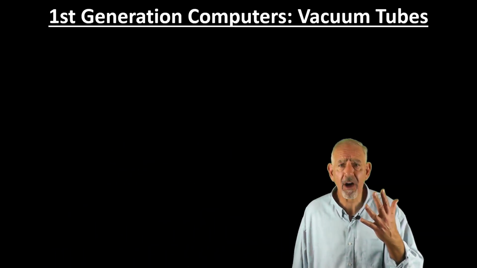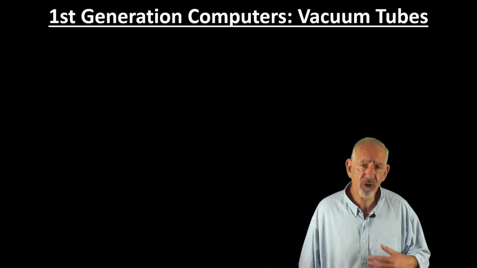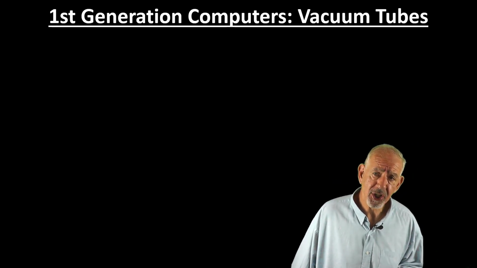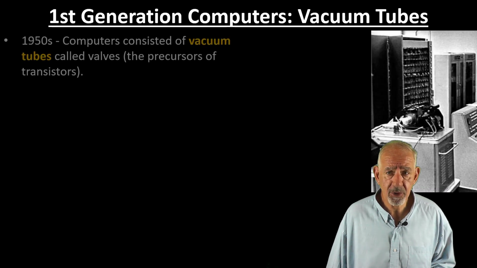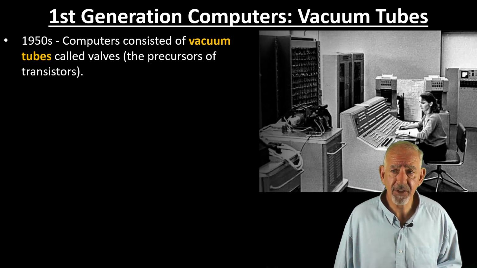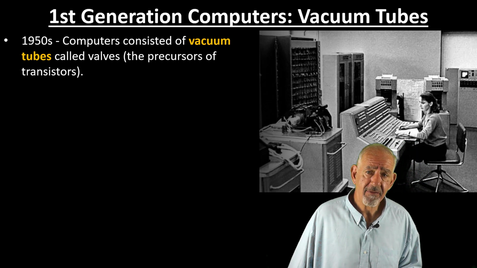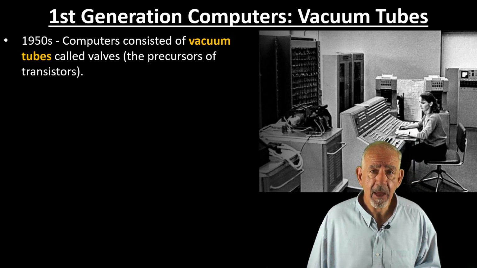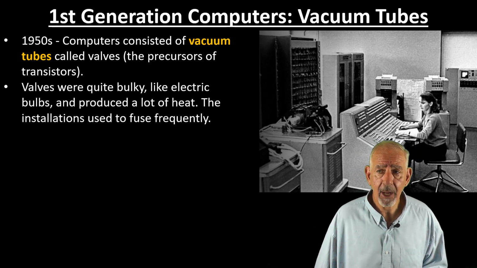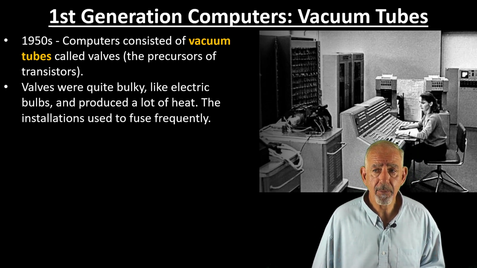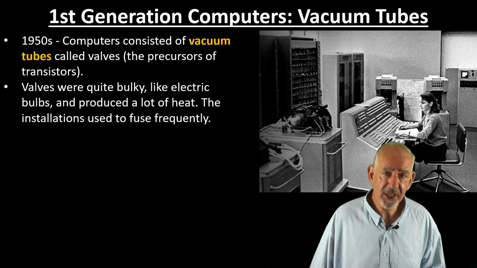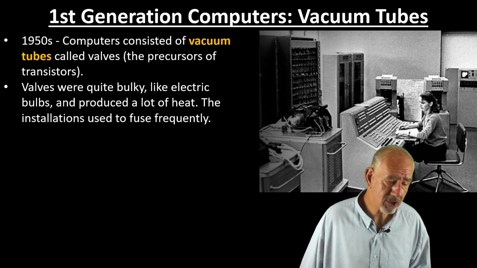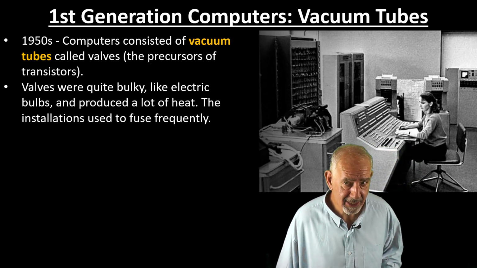So if we say there are 5 generations of computers, let's go through all the different generations and why they're so different. So our first generation of computers, obviously vacuum tubes, and these were based around the 1950s. These were called valves, the precursors of transistors. But bulbs were very bulky, a bit like electric bulbs, and they produced a lot of heat. So things would go wrong quite often. You know, installations used to fuse and all sorts of things used to happen, bugs in the system, etc.